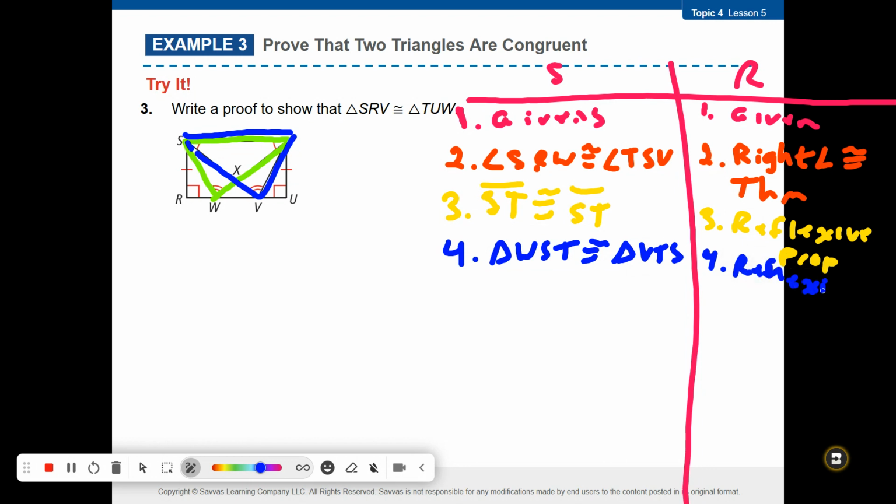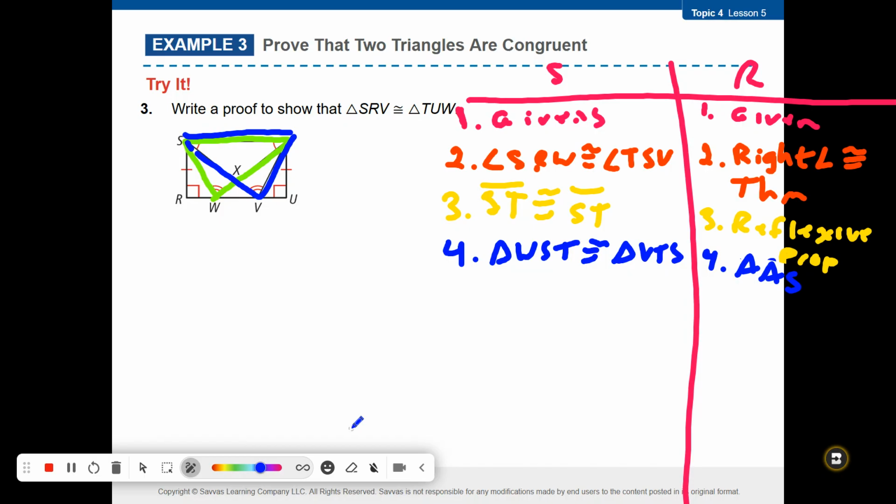Oh my gosh, why did I say that? I'm sorry, it is not reflexive. Sorry, guys. Angle, side. That's better. Can't believe I said reflexive. Sorry about that.